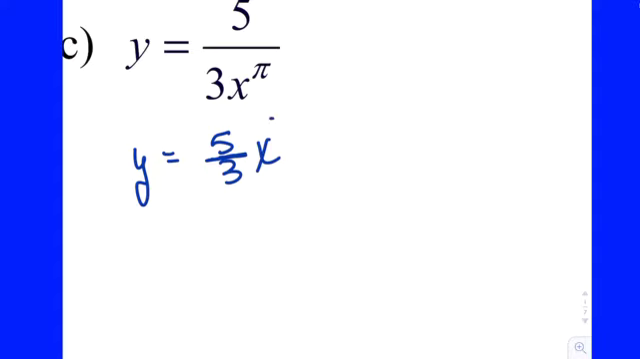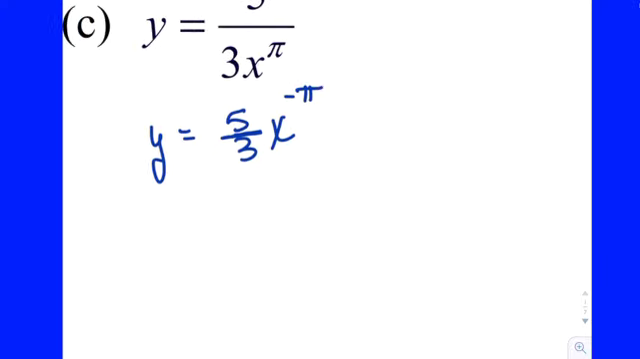When you bring pi to the top, it becomes negative pi-th power. Wow. Have you seen anything to the negative pi-th power before? No, not really. Okay. But it works. The power rule works not just on nice integers. It can work on irrational numbers as well. So there it is in the form a times x to the n.